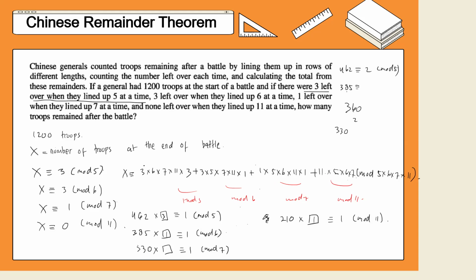And the rest is just calculating. Once you find all this combination, the rest is calculating: calculate this, plus this, plus this, plus this, modulo that. Can you help me calculate?